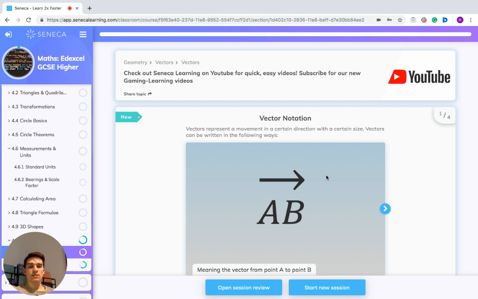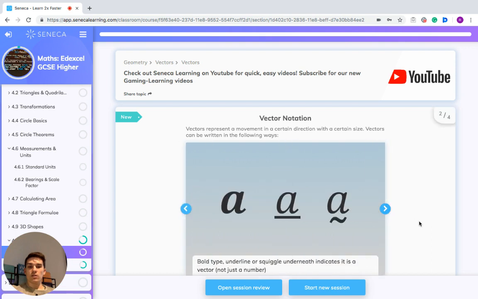So the first way is if you've got the vector that goes from point A to point B. What you can do is put a capital A and a capital B next to each other and put an arrow going from one to the other just over the top of it. So it will look something like AB, and then right over the top you'll have an arrow pointing from above the A towards above the B.